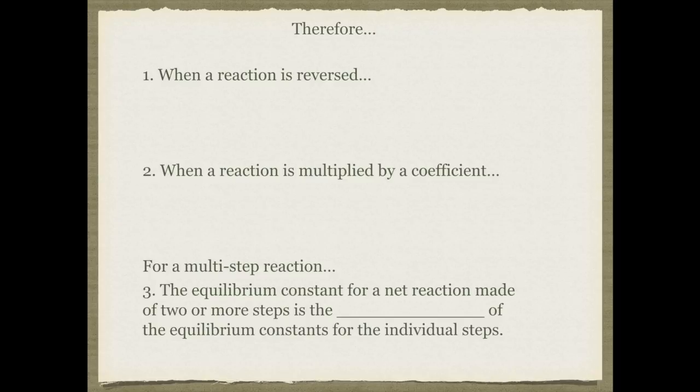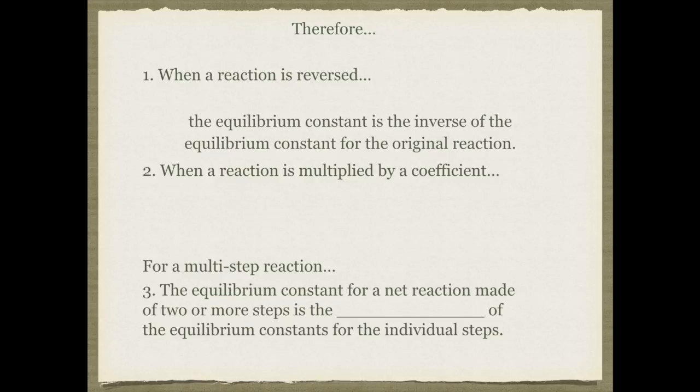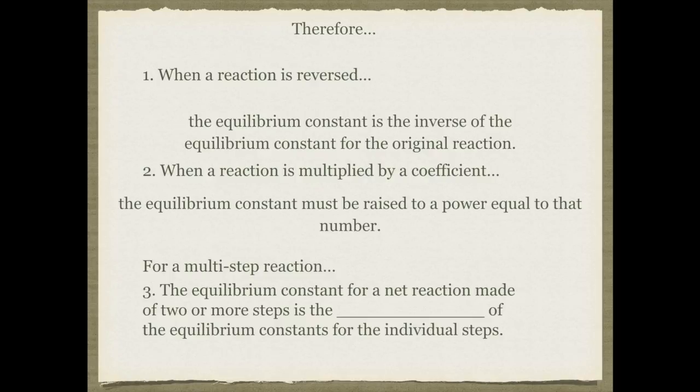So in the examples that I just talked about, we looked at 3 different ways of manipulating your equilibrium constant. The first one that we looked at was when a reaction is reversed. If you reverse a reaction, your equilibrium constant is just going to be the inverse of the equilibrium constant of the original reaction, just 1 over that original value. If your reaction is multiplied by a coefficient, then the equilibrium constant is just going to be raised to a power equal to that number. So in the example, I multiplied my reaction by 2, therefore I needed to raise my equilibrium constant to the power of 2.